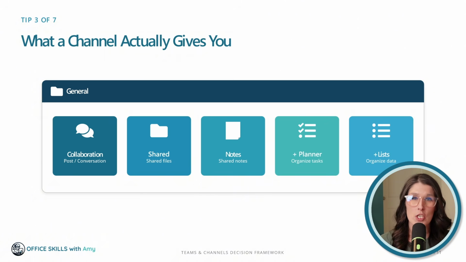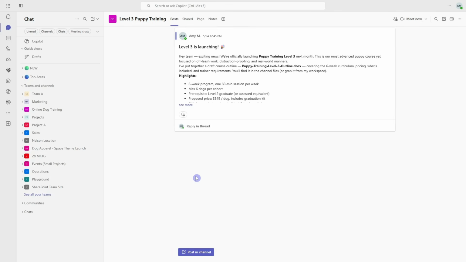So the goal with the channel is to create a dashboard for your team to be able to access all of their resources that they need for collaborating on that one topic. So in Teams, for example, we have this online dog training team, and this is where we keep track of all of our online dog training courses. So we'll see here that we have that first channel, which is general, and then we've added additional channels for the different levels of the training.